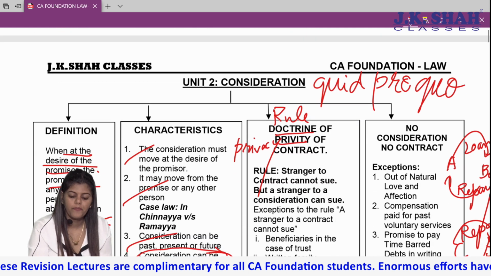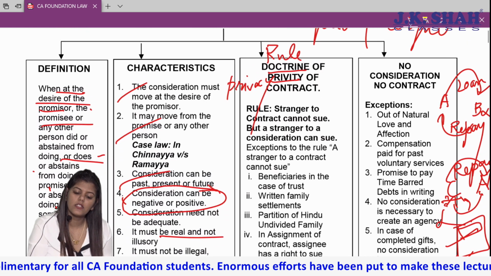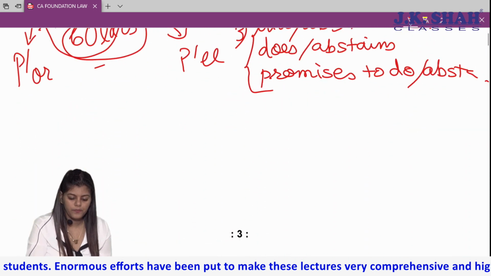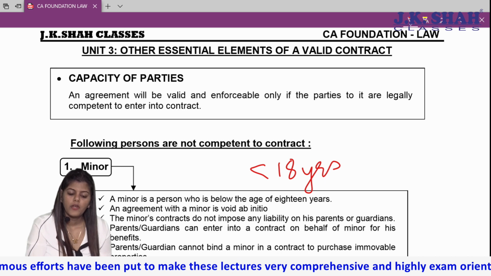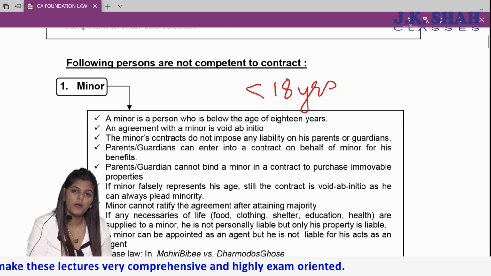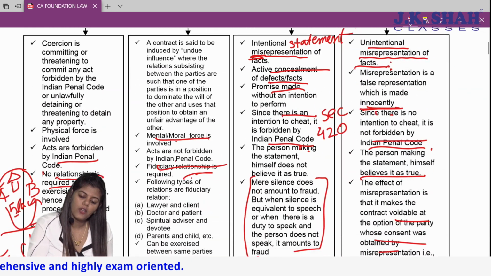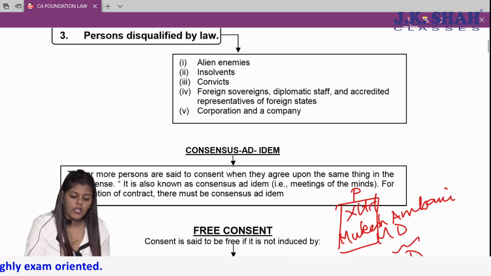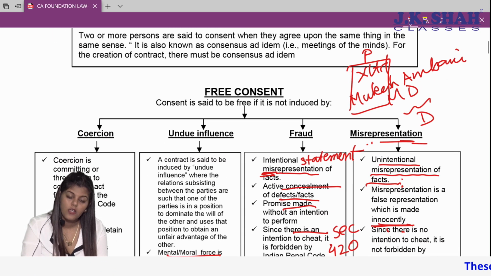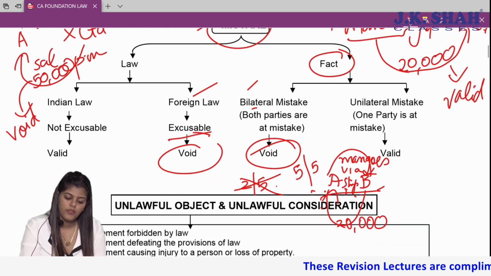This is pending. Consideration we saw, definition, characteristics, doctrine of privity, and no consideration, no contract. Other essentials, competent parties, some are incompetent: minor, unsound mind, disqualified by law, yes. Then I told you what is consensus ad idem, what is free consent: coercion, undue influence, fraud, misrepresentation and mistake.